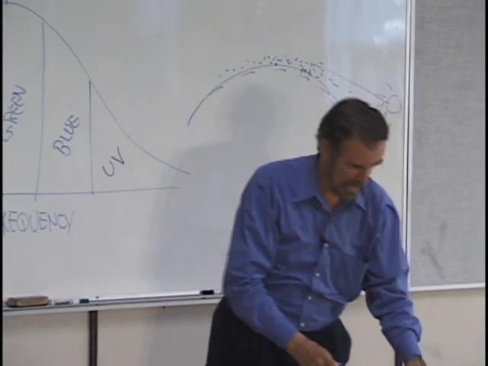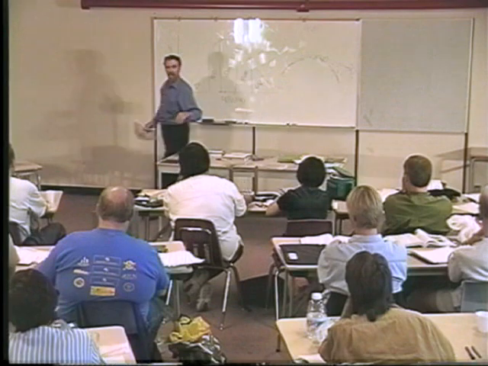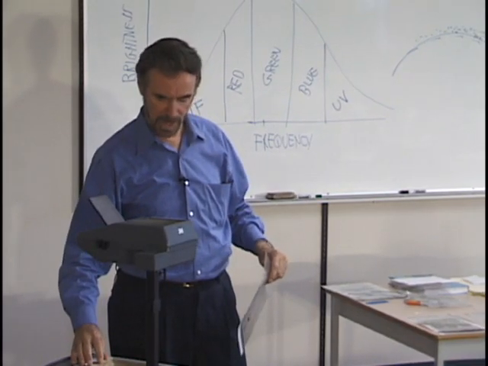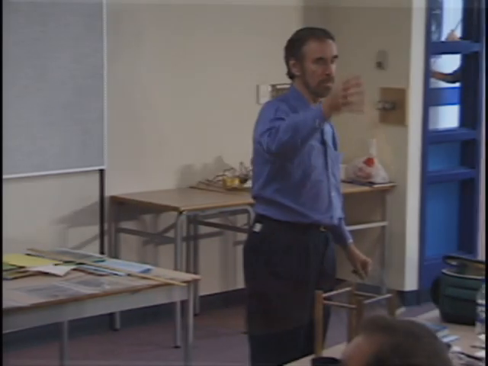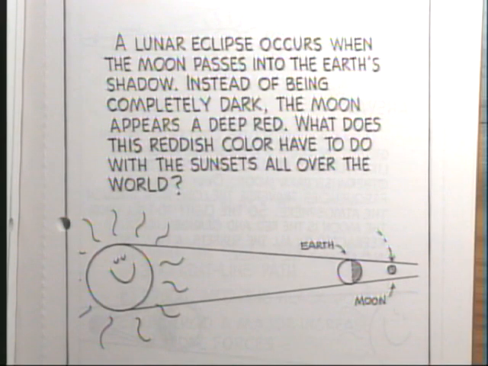And you want to see a nice application of that? I'll show you. When's the last time you've seen an eclipse of the moon? And what color was the moon in the shadow? Could you see the moon in the shadow? Son of a gun, you could see it. And what color did it look? Do you remember? Reddish. How come the lunar eclipse oftentimes looks reddish, especially if it's right in the middle? What does this reddish color have to do with the sunsets all over the world?